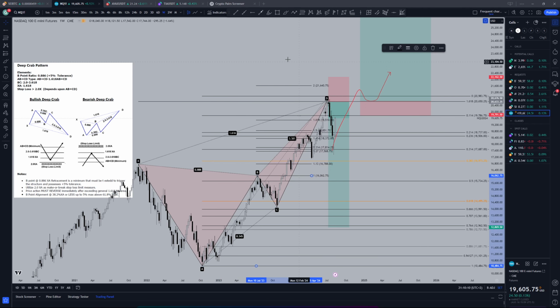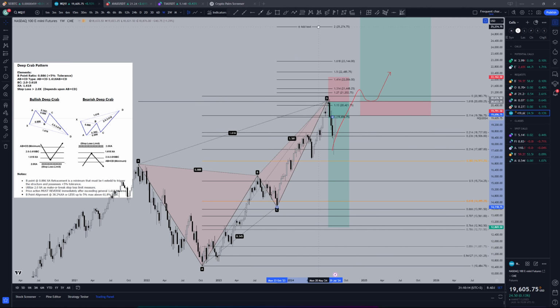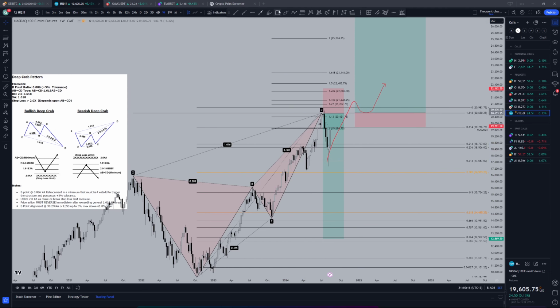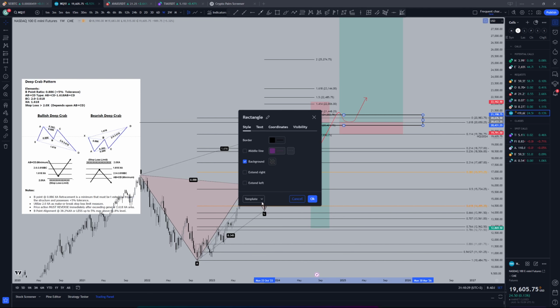We have nothing of relevance right over there, because this is a pattern that goes off the ABCD mainly. I would count kind of this as our PRZ, right? This is like a 127, something like that. If I count this as our PRZ.